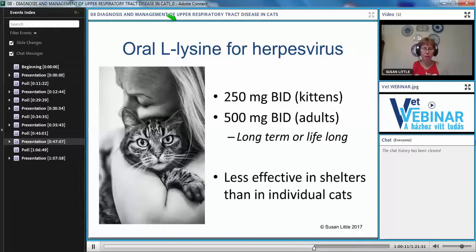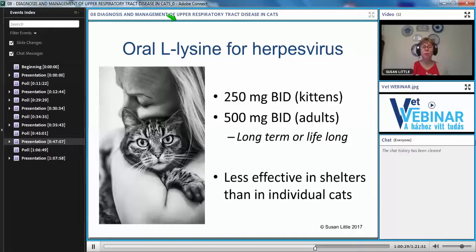So the dose typically is for a kitten about 250 milligrams twice a day. For an adult cat, 500 milligrams twice a day orally. In a kitten, we might try to give it for a few weeks until we're sure that they've got control of their infection.